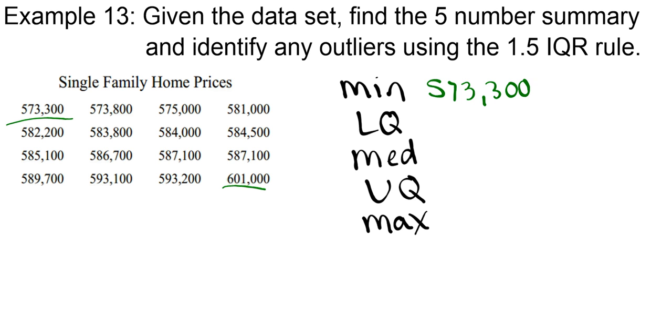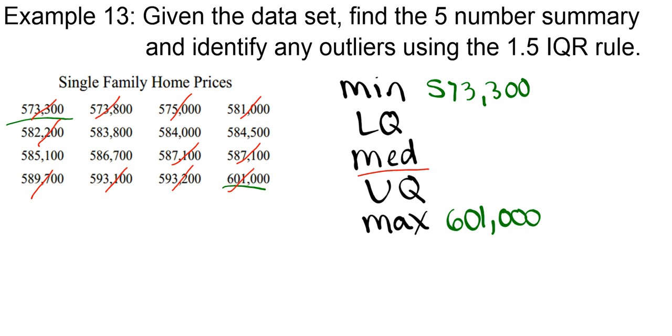573,300, 601,000. That's my min and my max. My median, well, I have an even amount of data, so I'm going to have 2 numbers as my middle. So I'm going to go ahead and cross off until I meet in the middle.